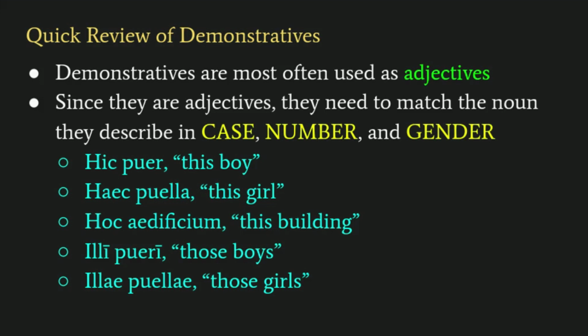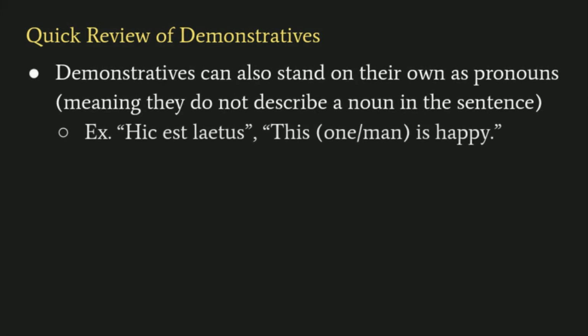And if I say this building, a neuter noun, it would be hoc aedificium. So you're seeing hic, haec, hoc are the three different genders, right? In this case, they're all nominative singular, but the gender is changing. If I pluralize it, I'd say illi pueri, those boys, right? Illae puellae would be those girls. So there's a lot of different pieces to the demonstratives and different endings they use because, again, they're adjectives and they need to match in case, number, and gender.